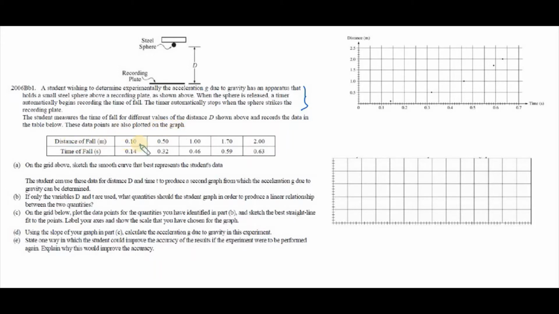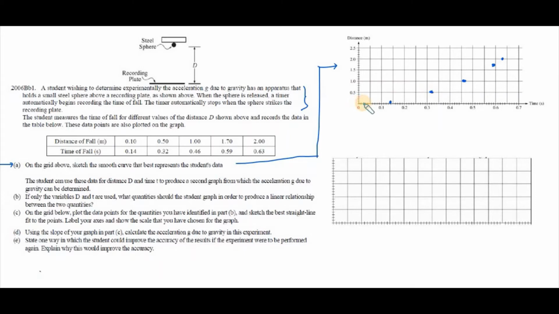Now the distance of fall is given as 0.1, 0.51. That means different distances are taken, and corresponding to that the time of fall is 0.14, 0.32. So different times are given. Now in the first part, A, on the grid above, sketch the smooth curve that best represents the student's data. They have already given the points here. These marks are representing the points. So we only have to sketch the smooth curve.